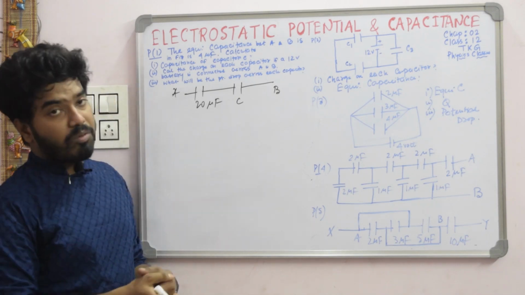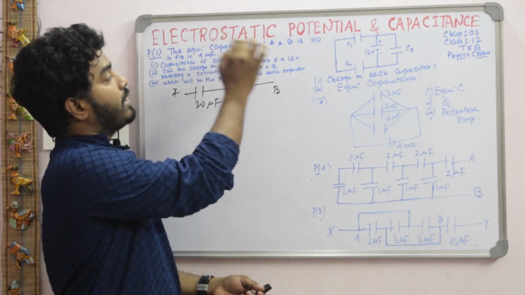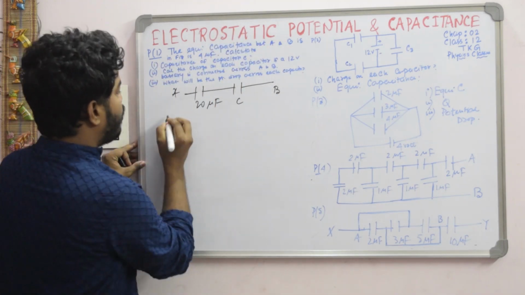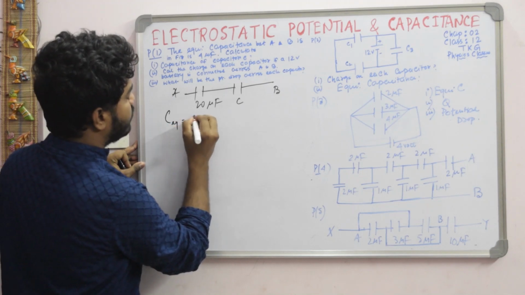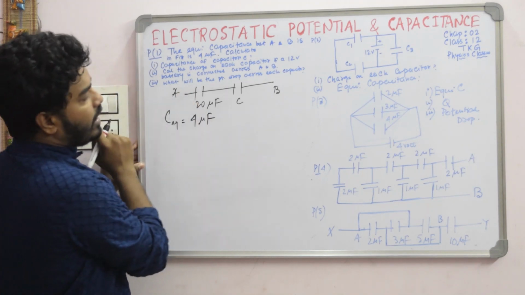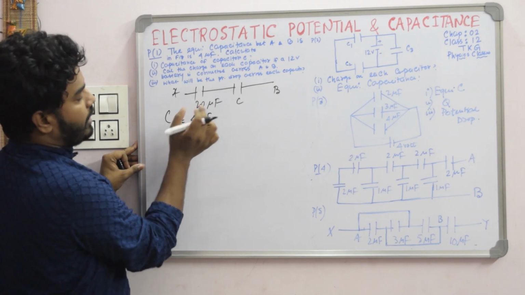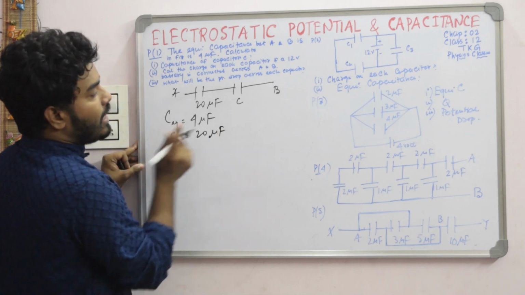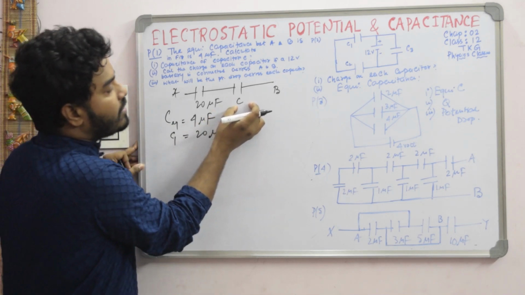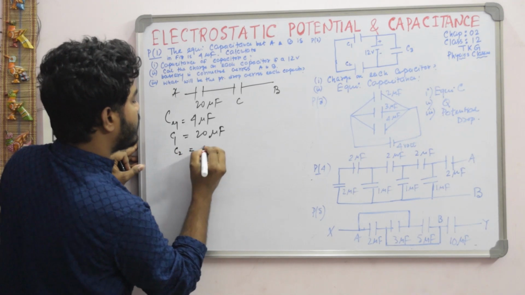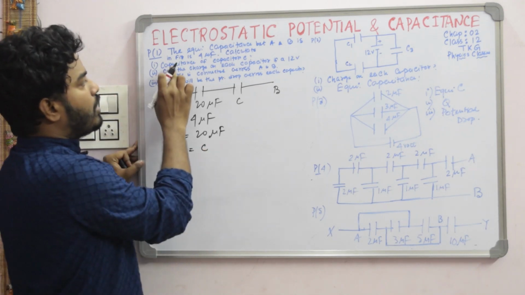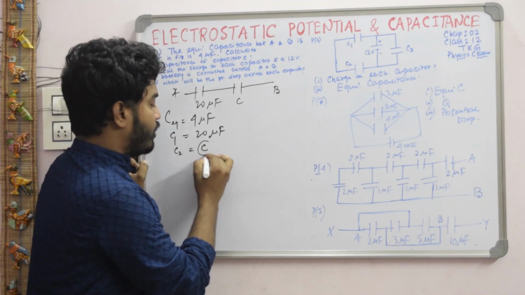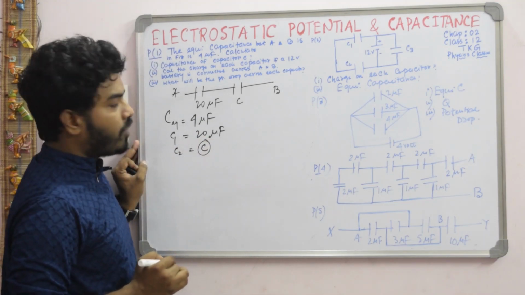So students, let's take some examples related to series and parallel combination. Problem 1: the equivalent capacitance between terminals A and B is 4 microfarad. Write it down: C equivalent is 4 microfarad. In the figure, the first capacitor value C1 is 20 microfarad, and the second capacitor's capacitance is C, so C2 is equal to C. First question, you have to calculate the capacitance of capacitor C. That means you have to find the magnitude of C.